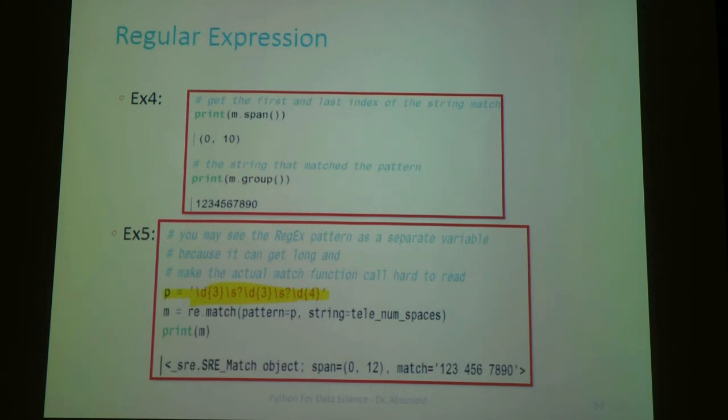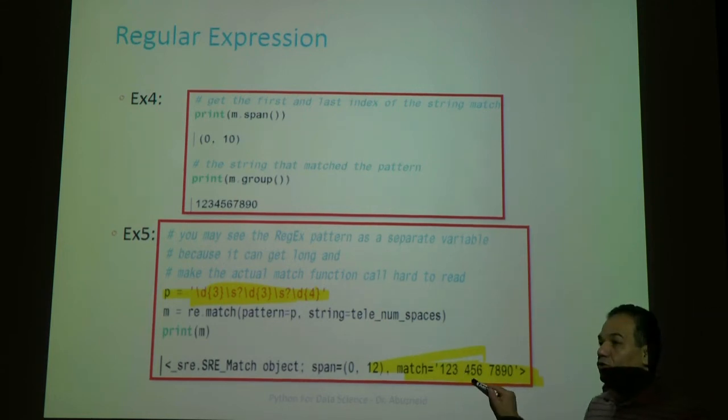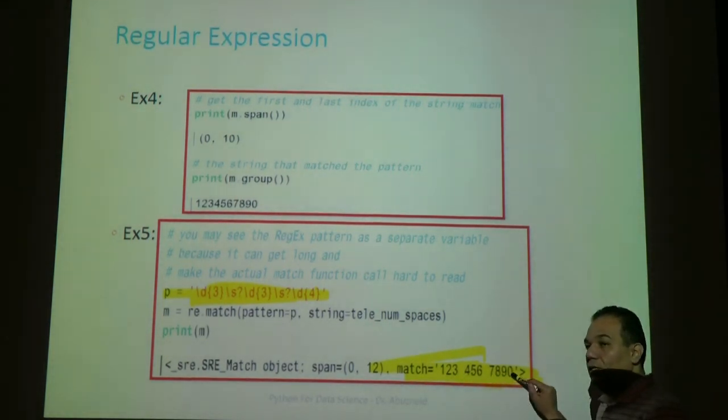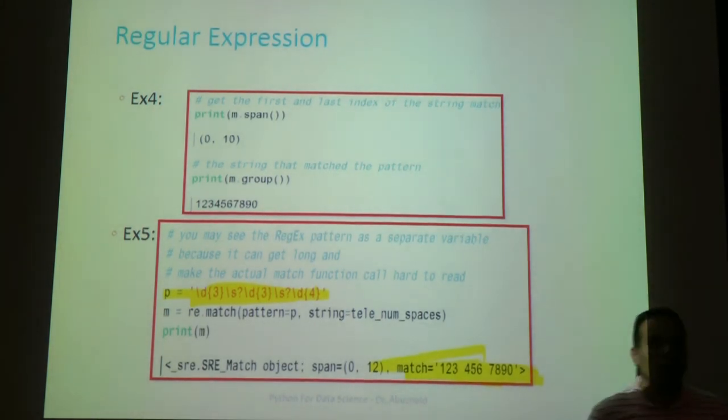So basically I could have a text with 1,000 pages, and I'm looking for this pattern. It will pick up for me all of this pattern from this file. For example, it will match this format, which is 3 digits, space, 3 digits, space, and 4 digits, right?